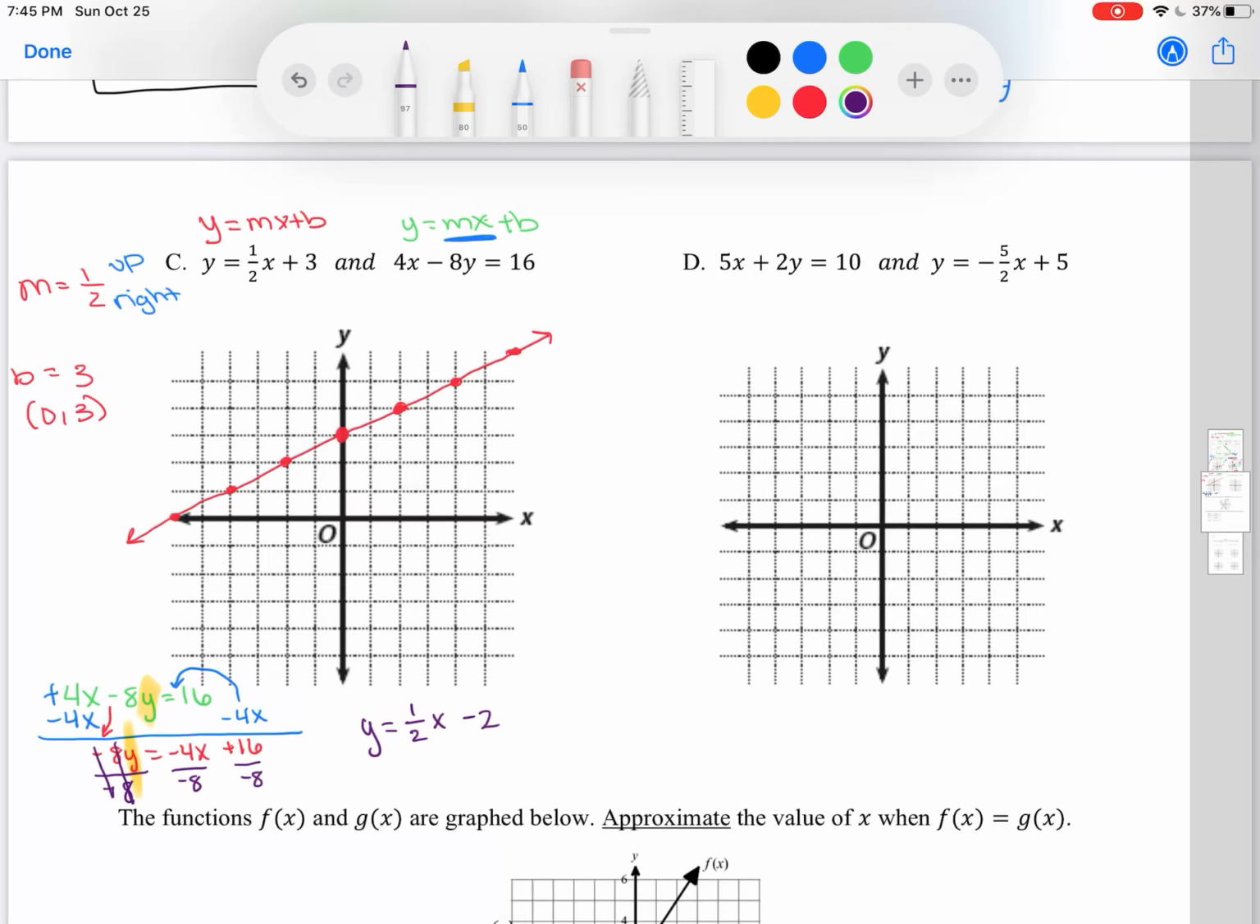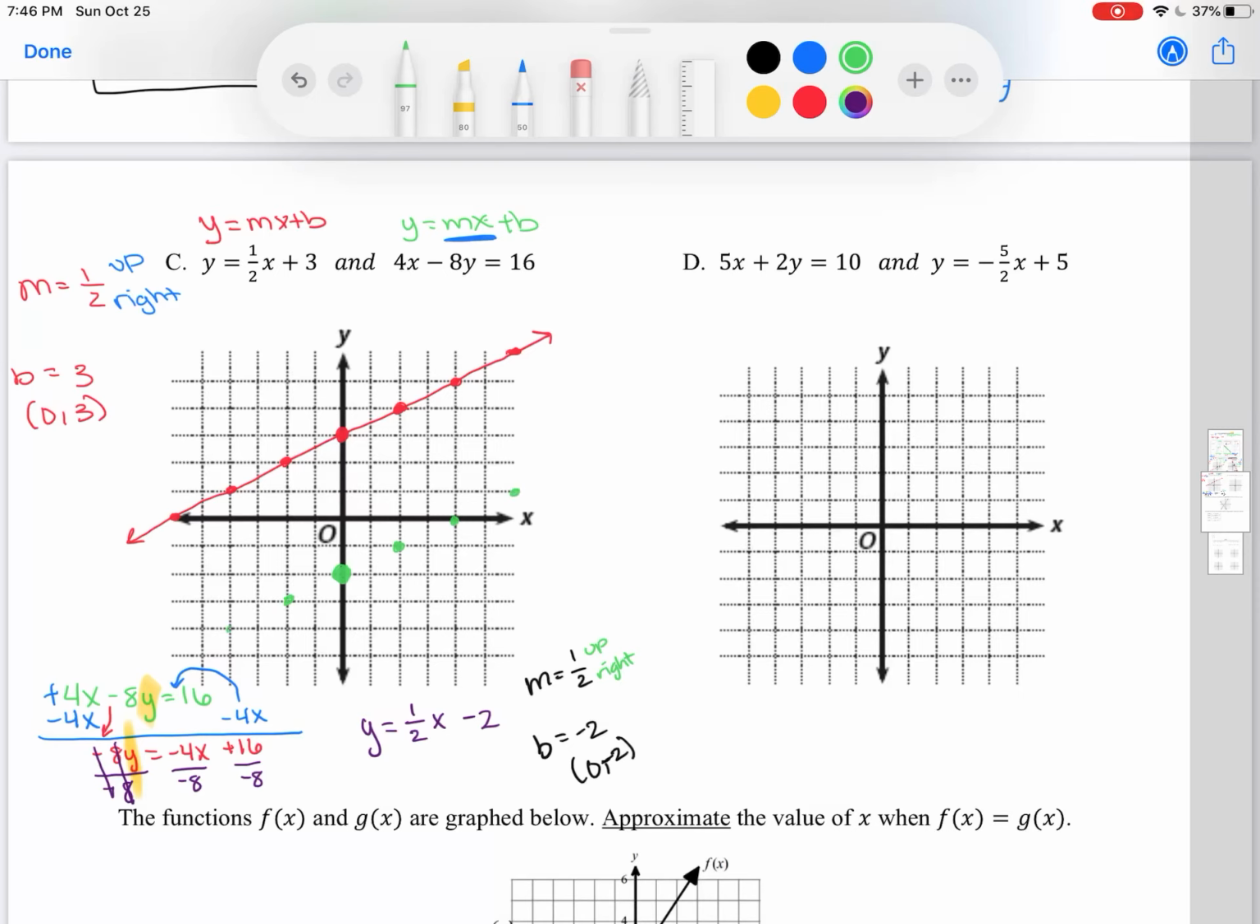Simplify that fraction. Negative 4 divided by negative 8 is going to give me 1 over 2 x, it's actually going to give me a positive, so that's good. And then 16 divided by negative 8 will give me a negative 2. All right, all that works, so we can put it in slope-intercept form. So now I know what my slope is. And I know what my intercept is, which will then tell me my coordinate 0, -2. I'll make that here in green.